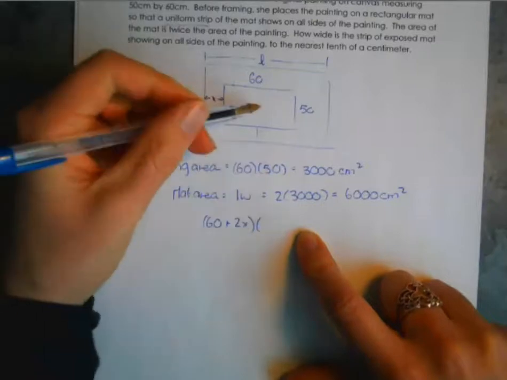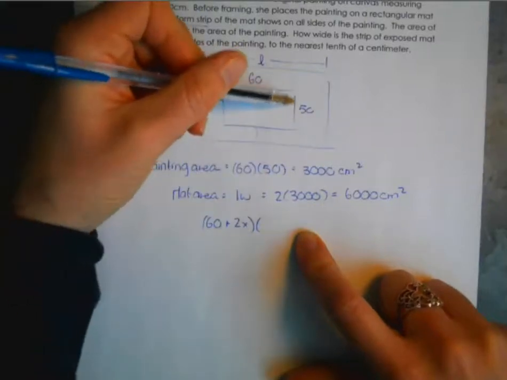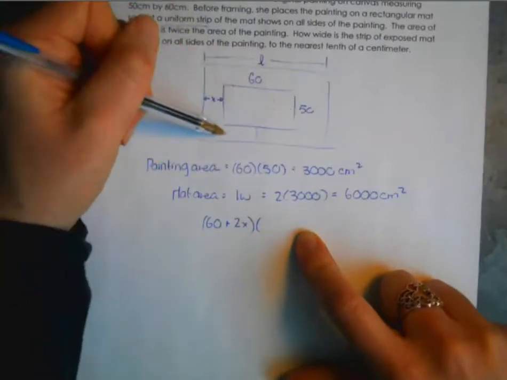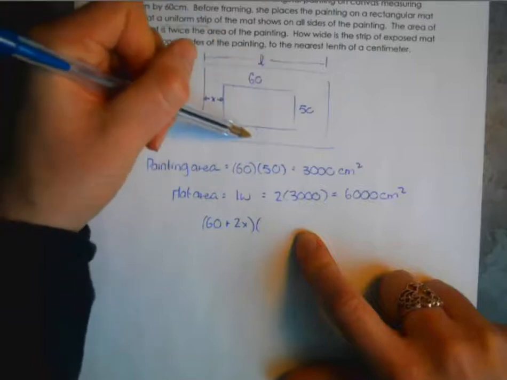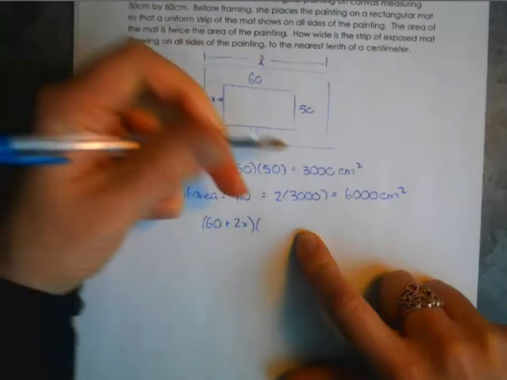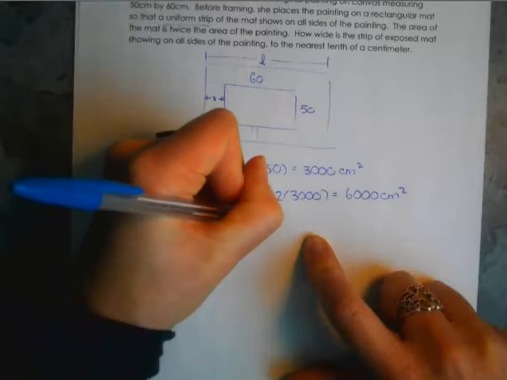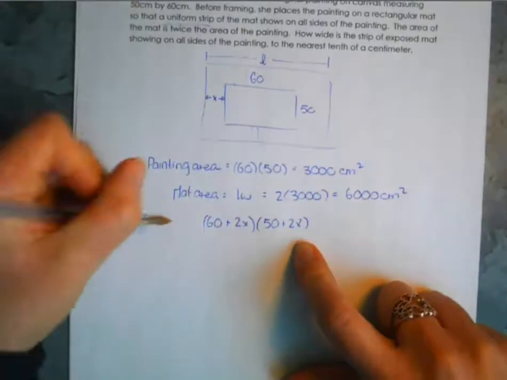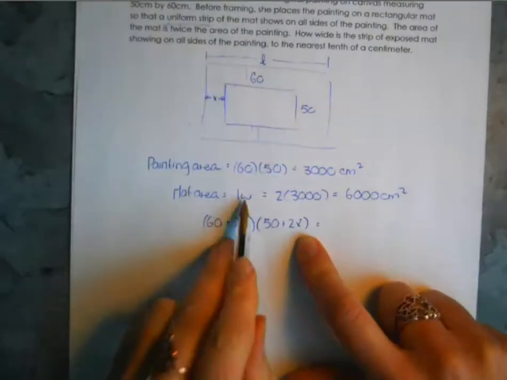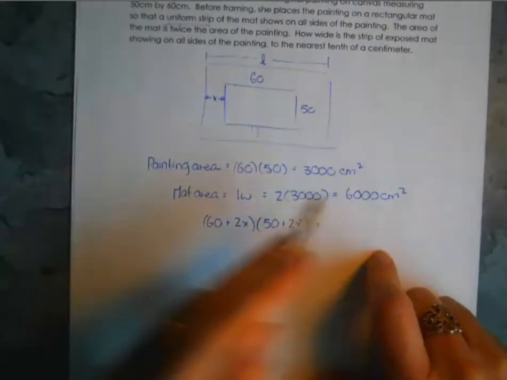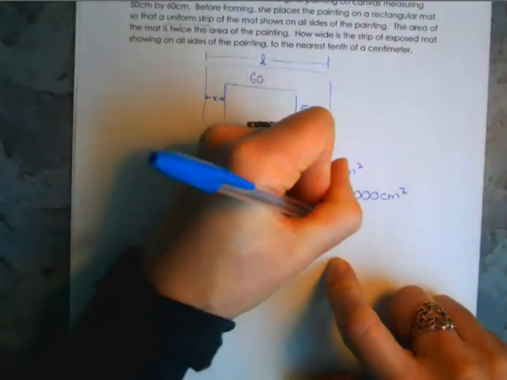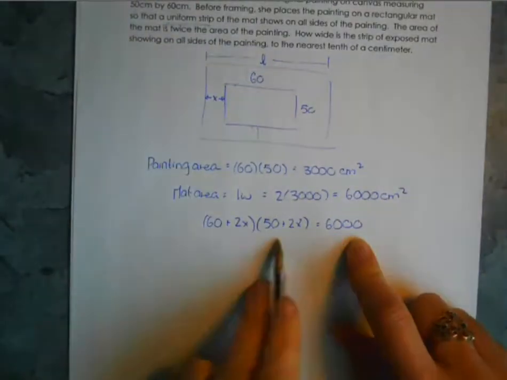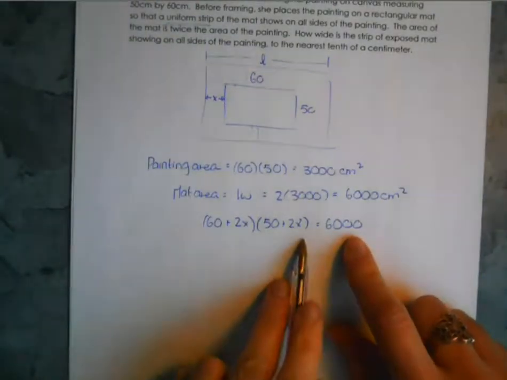Now what about the width? Well, the width is 50, and then remember the mat is uniform on all sides, so it's also going to have an x here and an x here. So it's going to be 50 plus 2x, and all of that, length times the width, is going to be equal to 6,000. So now we have number values that we can start to work with.